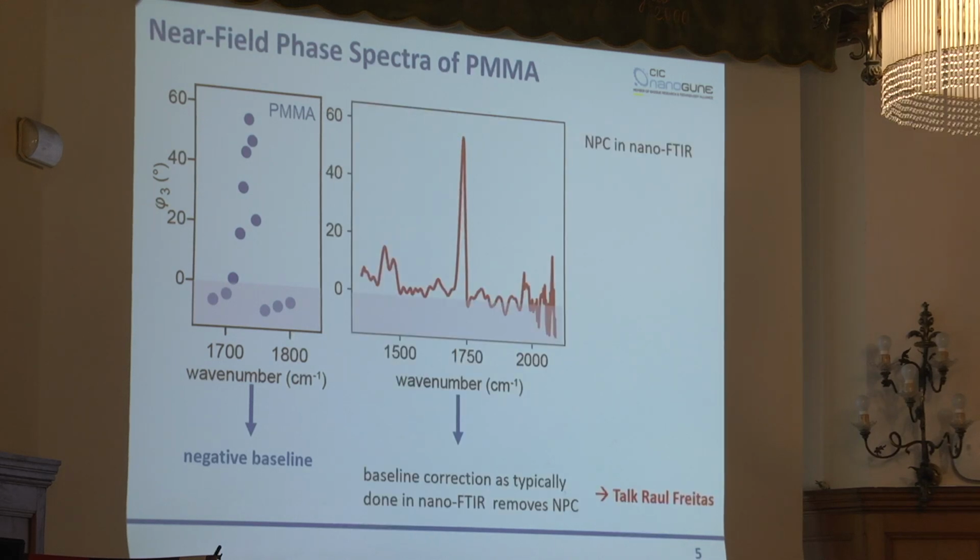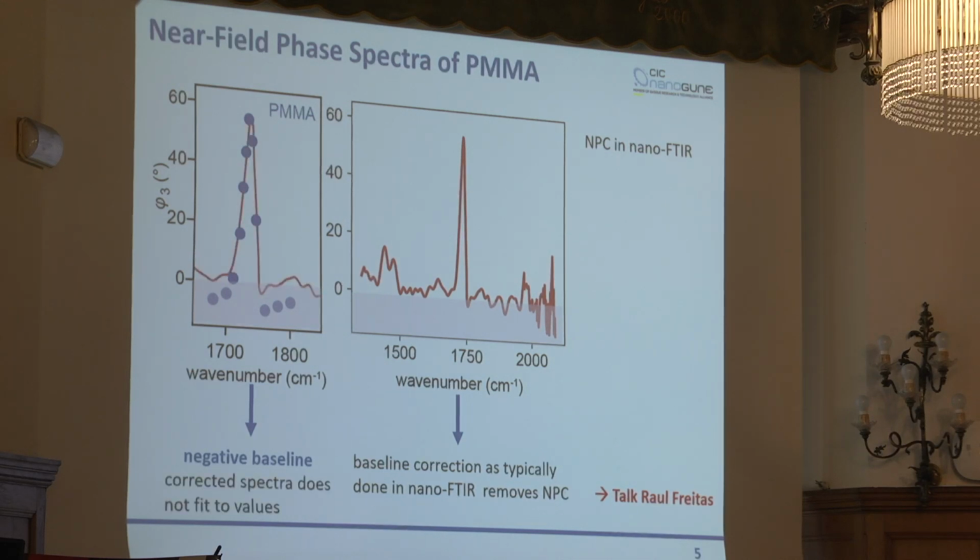We then compared this extracted phase spectra with a nano-FTIR measurement, and this is a nano-FTIR measurement with the peak here. And what you can see is that here we always have positive values, and this is because normally we do this baseline correction, which we apply to get rid of the interferometer drift. This automatically also removes the phase contrast. And if you now compare your nano-FTIR measurement with your extracted phase values from the SNOM measurements, what you can see is that they basically do not fit very well together in this range.